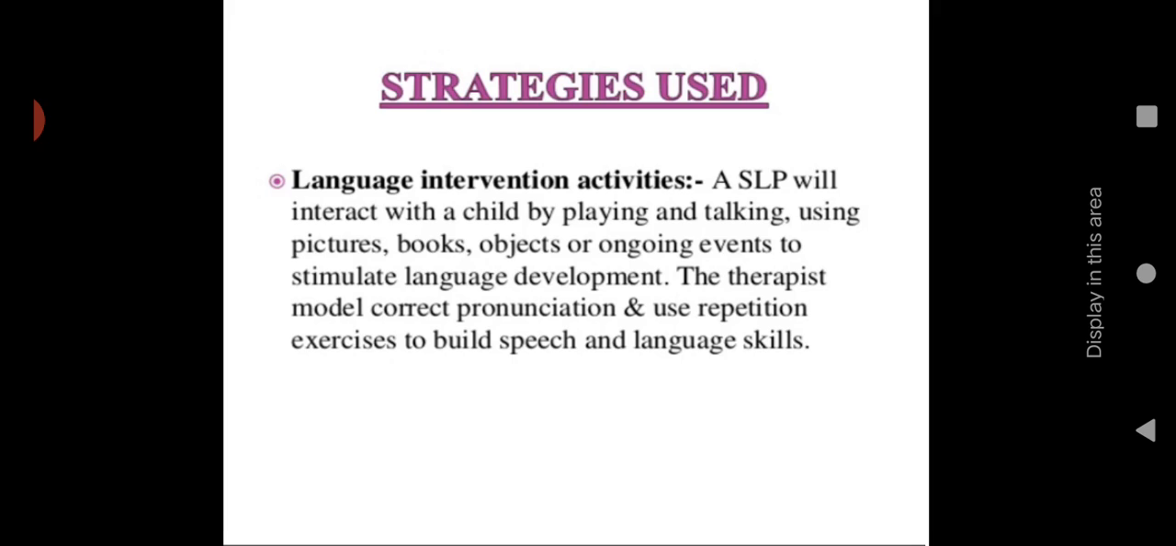Okay, so in order to produce this sound or stimulate this particular development, they are doing these particular activities. The therapist models correct pronunciation and uses repetition. Once a child is producing the sound, the speech therapist will help to correct the pronunciation. For example, if they are saying tat for bat, the speech therapist will correct that it is not tat, it is bat.